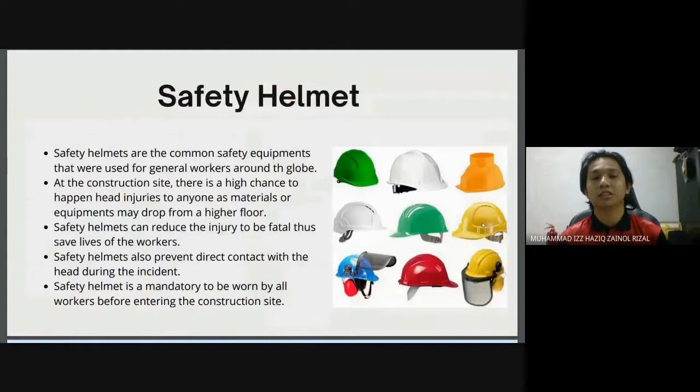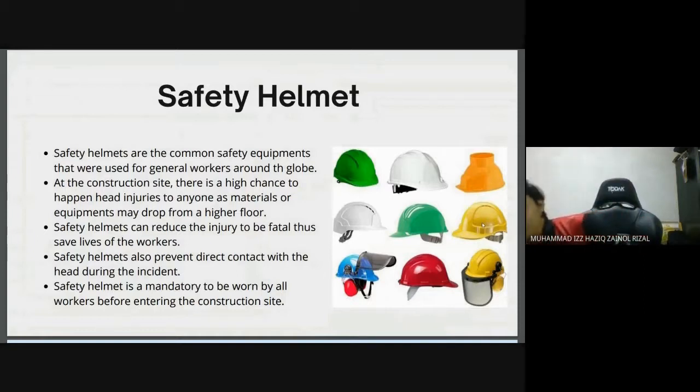So next is safety helmet. Safety helmet, I think, is the most common safety equipment at the construction site. At the construction site, there is a high chance of head injuries to anyone, as materials or equipment may drop from a higher floor. Safety helmets can also reduce the injury from being fatal, thus saving the lives of workers.